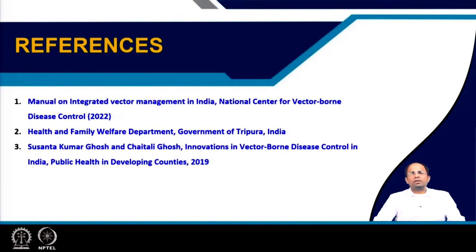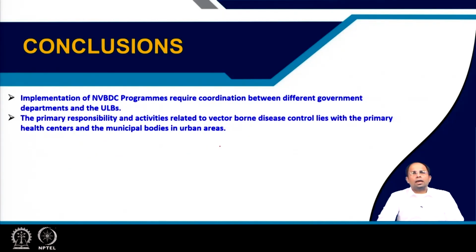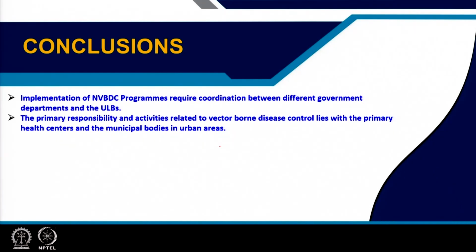So these are some of the references you can study. To conclude, implementation of NVBDC programs requires coordination between different government departments and the ULBs. The primary responsibility and activities related to vector-borne disease control lie with the primary health centers and the municipal body in urban areas.